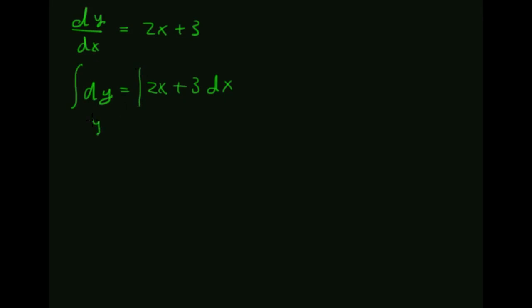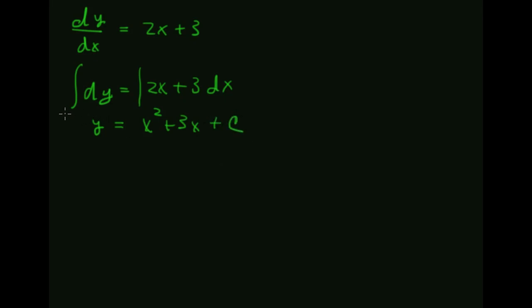Looking at problem 7, we're being told that dy/dx is equal to 2x plus 3, right? That's the slope at every point along the curve. So let's separate that out. dy is going to equal 2x plus 3 dx. So y is x squared plus 3x plus some constant, right?